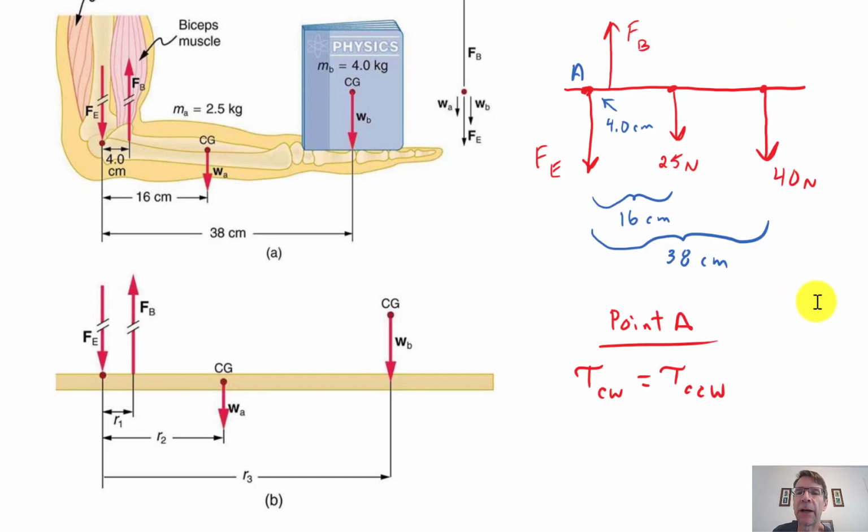So I drew this out and used their numbers. This horizontal red line represents the person's arm.